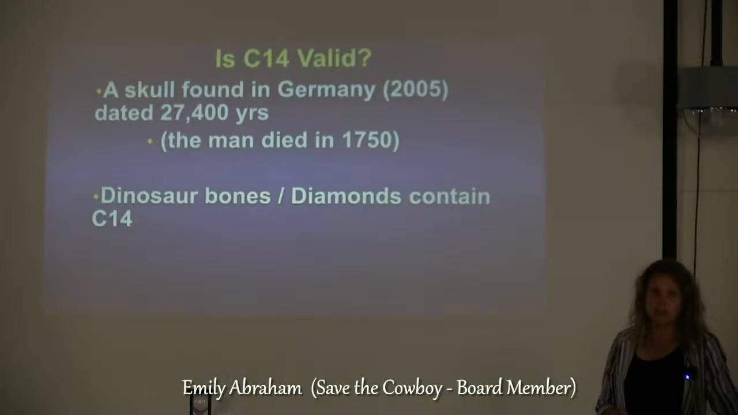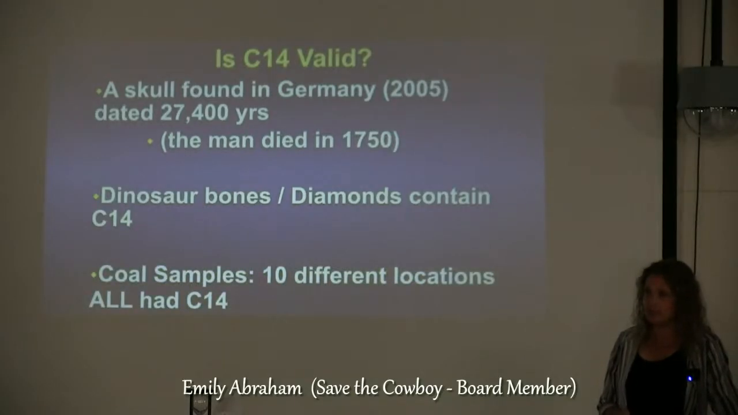They're just trying to validate this method. There's carbon-14 in dinosaur bones. Okay? They never test dinosaur bones for carbon-14 because there shouldn't be any. They're 65 million years old. Diamonds are millions of years old. There shouldn't be any carbon-14 in them anymore. It should have all decayed back. There is carbon-14 in dinosaur bones, in diamonds, okay? Coal samples from 10 different locations. Coal, millions and millions of years old. They all have carbon-14 in them, all of them.